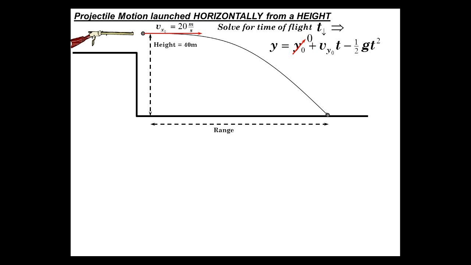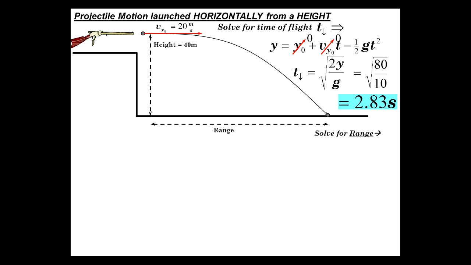So why 0 is equal to 0? In other words, we can just quickly make that assumption. That's my 0. And so I can go from there. Well, Vy0 is equal to 0. There's no initial vertical velocity. We'll do that next after this example. All right, so then we have t down is the square root of 2y. Take the 2, bring it over here, divide by g, bring that over here, square root. That's our time down. And that is square root of 80 over 10, which is 2.83 seconds.